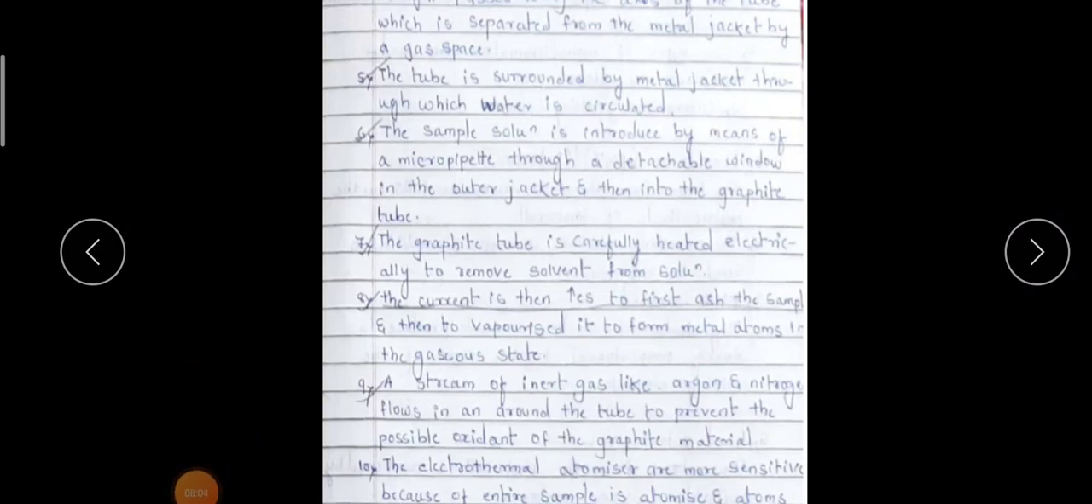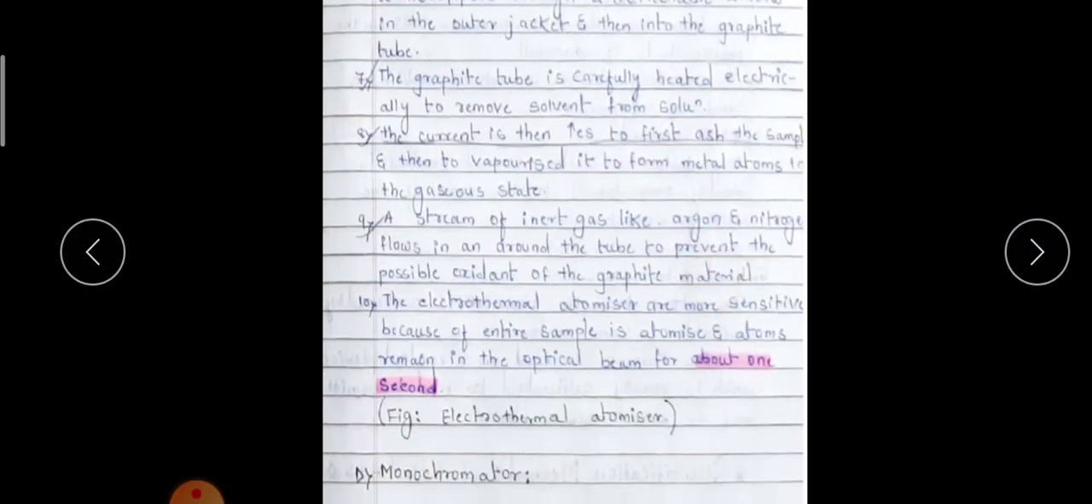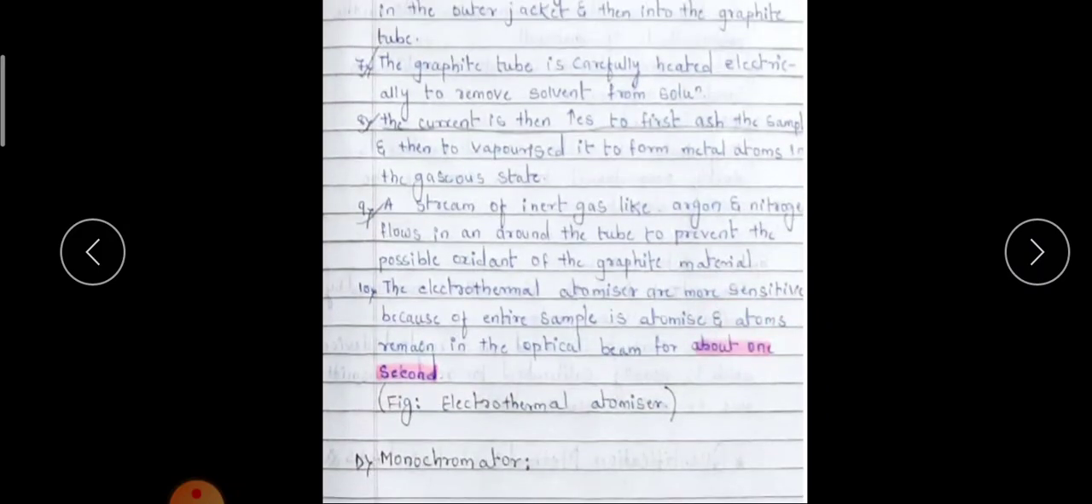The graphite tube is carefully heated electrically to remove the solvent from the solution. The current is then increased to first ash the sample and then to vaporize it to form metal atoms in the gaseous state. A stream of inert gas like argon and nitrogen flows in and around the tube to prevent possible oxidation of the graphite material. The thermal atomizers are more sensitive because the entire sample is atomized and atoms remain in the optical beam for about 1 second. This is the advantage of the electrothermal atomizer.